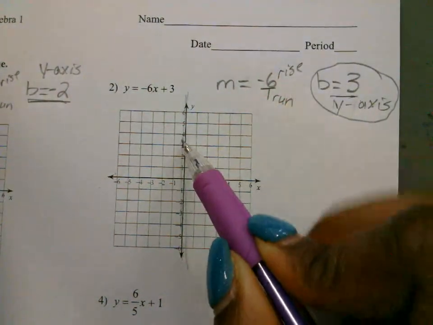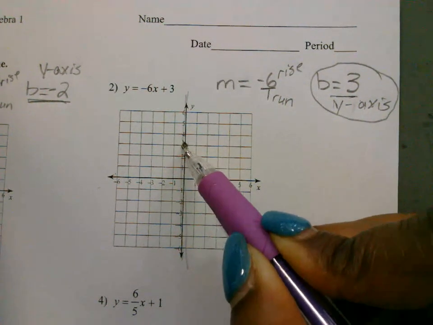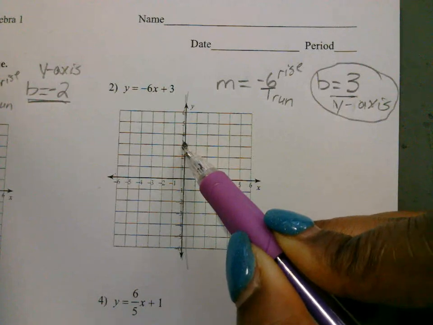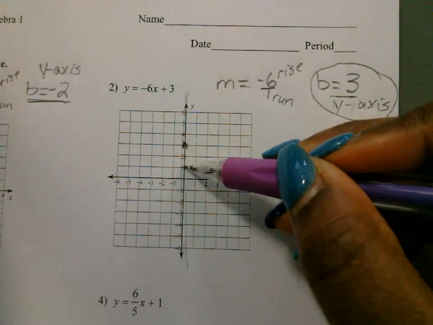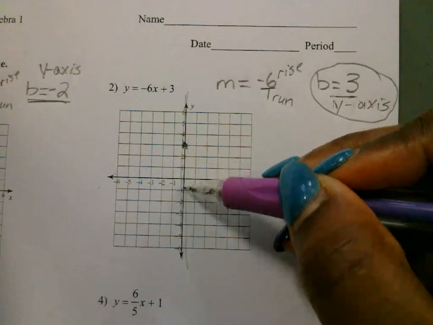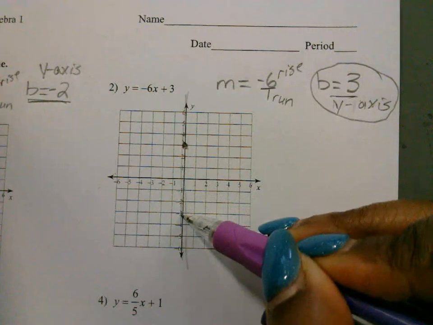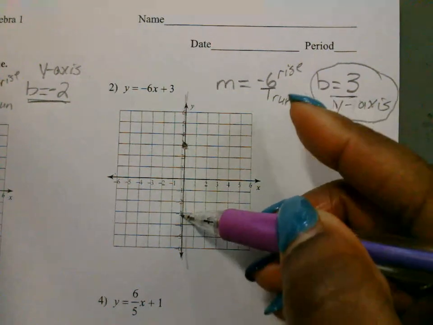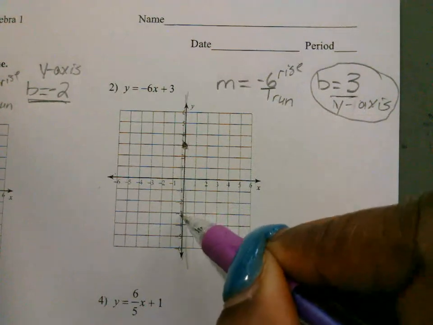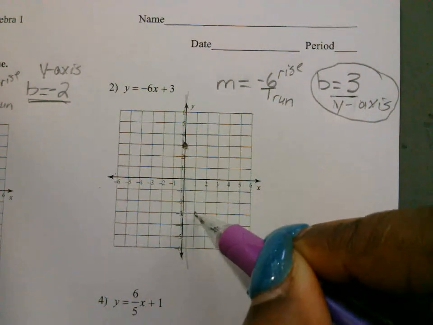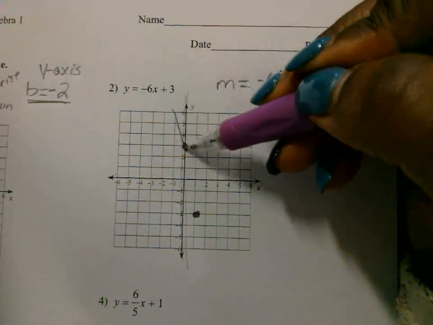Now let's use our rise over our run. Our rise is negative 6. Since it's negative 6, am I going up or down? Down. 1, 2, 3, 4, 5, 6. My run is a positive 1. Since it's a positive 1, am I going to the left or to the right? The right 1. Connect my points.